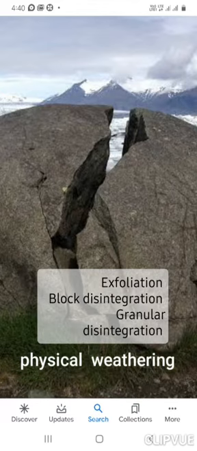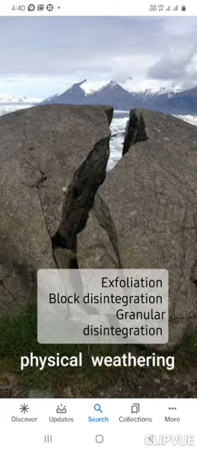We'll see exfoliation. Exfoliation is the alternate heating and cooling of a rounded rock surface, which leads to the peeling of rock layer by layer, like an onion. Can you understand? The rock often gets heated and cooled down because of the presence and absence of sunlight, so that the layers of the rock are removed layer by layer. This is called exfoliation. Okay, next we'll see granular disintegration.